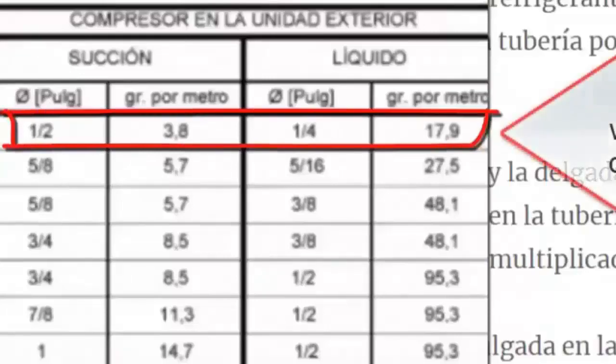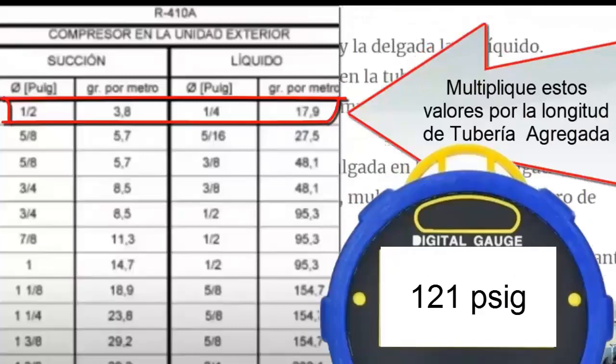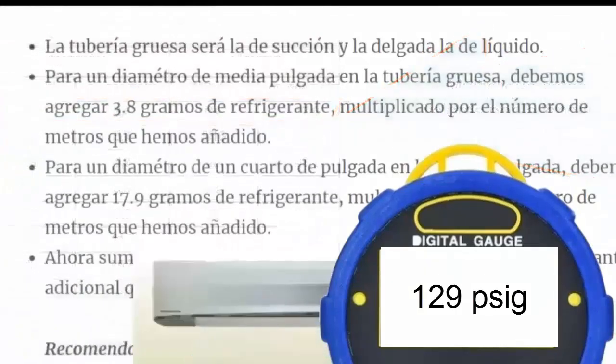Solution. A. Follow the manufacturer's instructions, and monitor with gauges the correct pressure values. B. Remember that the normal manometric pressure of the unit in operation with R-410A is 121 pounds per square inch, and with R-32 it is 129 pounds.